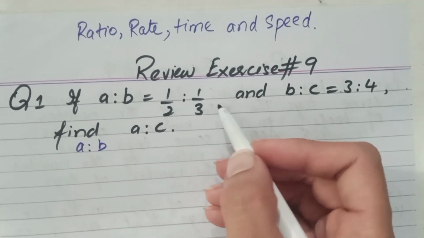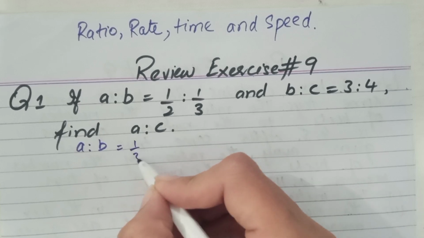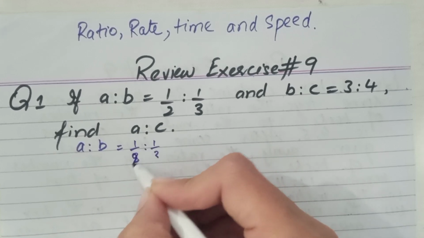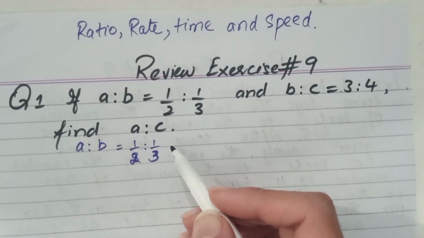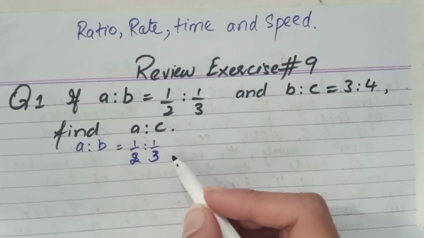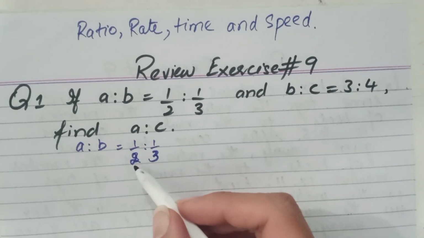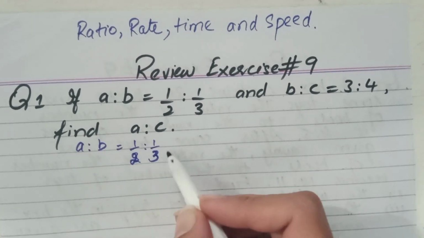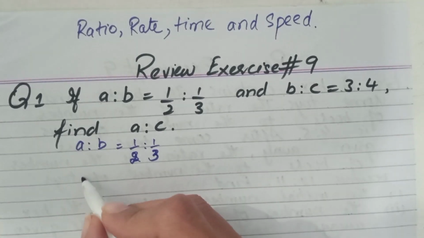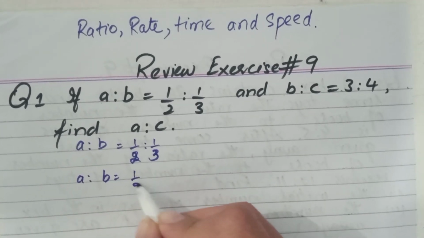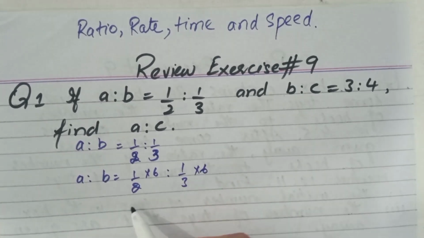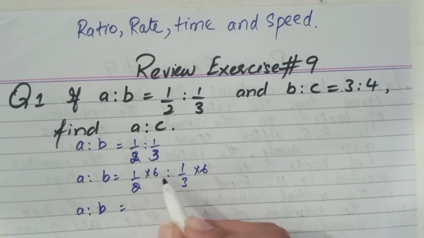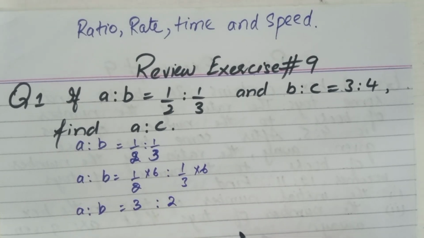First, the ratios are in fraction form. We have to remove the denominators, and we do it by taking the LCM of 2 and 3, which is 6, and multiplying by 6. We get 1 by 2 multiplied by 6 and 1 by 3 multiplied by 6. We get A ratio B as 3 ratio 2.